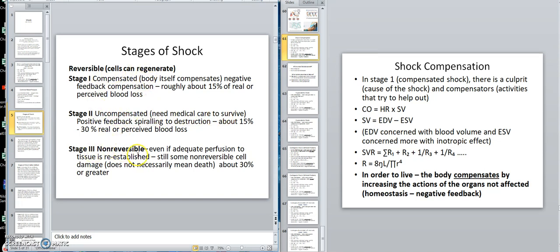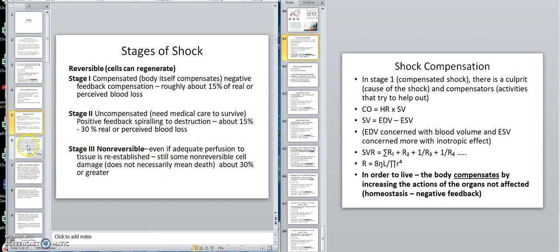Stage 3, non-reversible. You've lost so much, and it's been so long, that now the drop in blood pressure has knocked off some organs that just aren't going to come back. The easiest organ to knock off, if you don't give it enough blood supply, is the kidney. Now, it doesn't say you're dead. Understand what I'm saying? It just says if and when you get the blood pressure back up, the kidneys aren't going to work anymore. So that means dialysis and everything. So that's stage 3. So stage 1, stage 2, and stage 3.